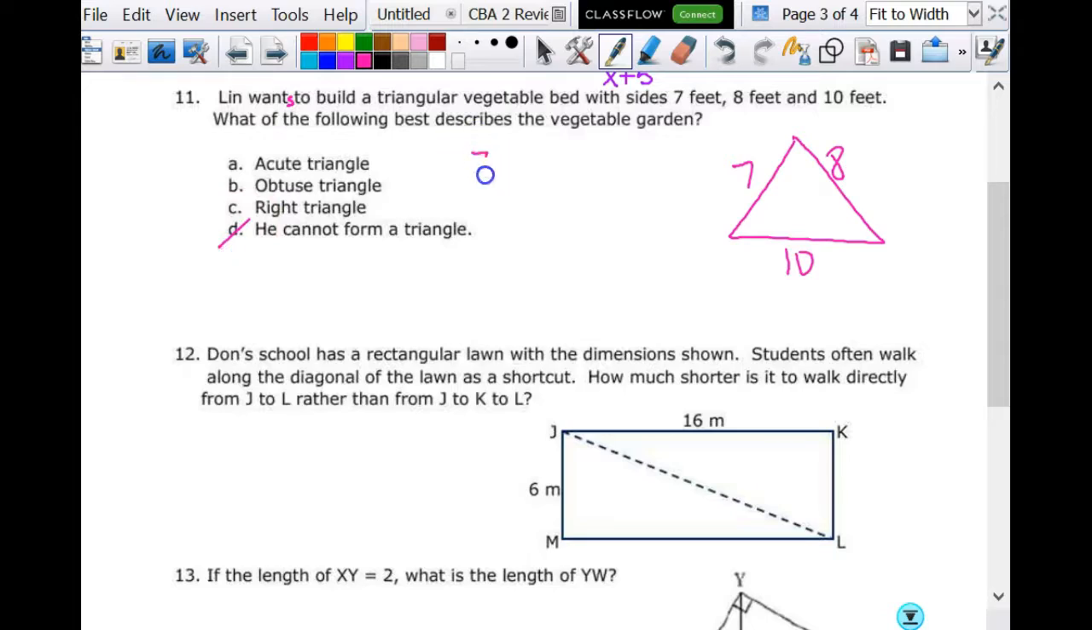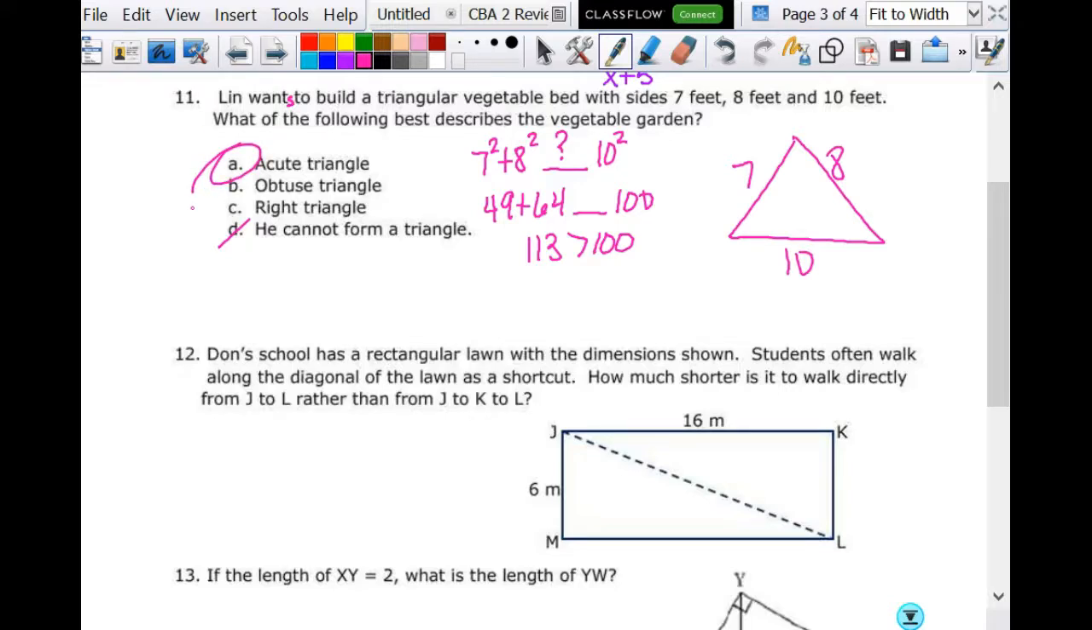So I plug it in to 7 squared plus 8 squared, blank with a question mark, 10 squared. So this is going to be 49 plus 64 and 100. So that's going to be 113. That is greater than 100. If a squared plus b squared is greater than c squared, then it is an acute triangle.